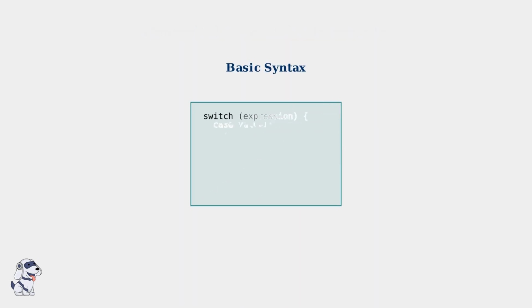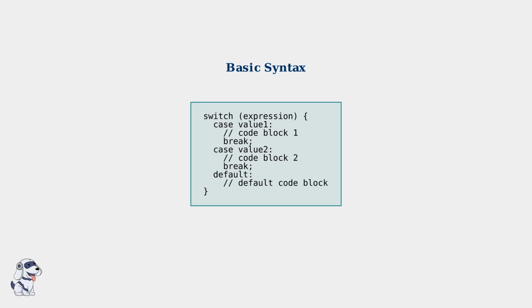The switch statement is a powerful control flow structure that allows you to execute different blocks of code based on the value of a single expression. It's particularly useful when you need to compare one variable against multiple possible values. The switch statement starts with the keyword switch, followed by an expression in parentheses. Inside curly braces, we define multiple case labels, each followed by a colon and the code to execute. Each case typically ends with a break statement, and we can include a default case for unmatched values.